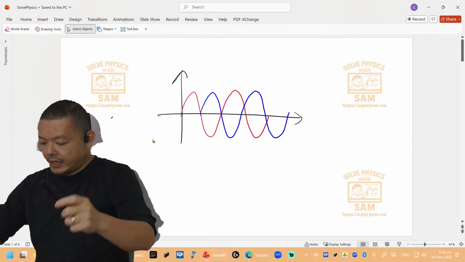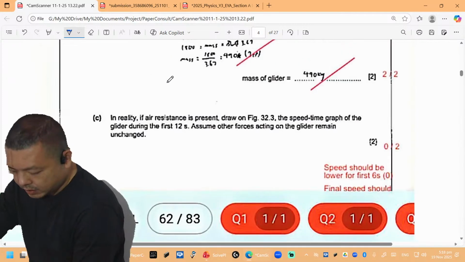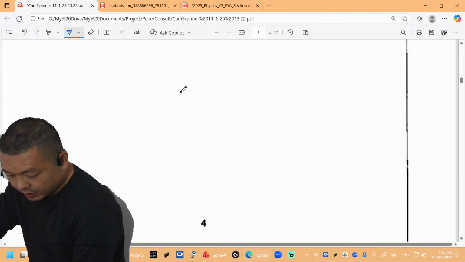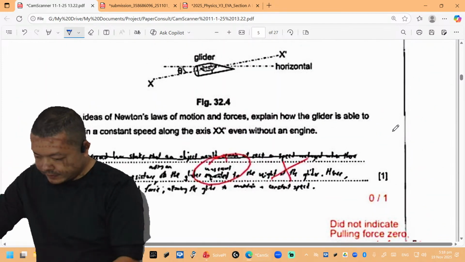Okay, next one, you. 32. 32D. What's 32D? This one? The air resistance acting on the glider was equal to the weight of the glider, hence the net force is zero, allowing the glider to maintain a constant speed.